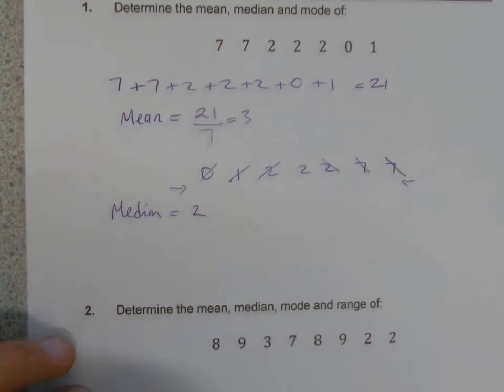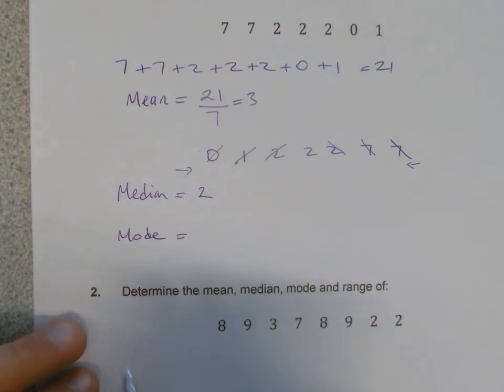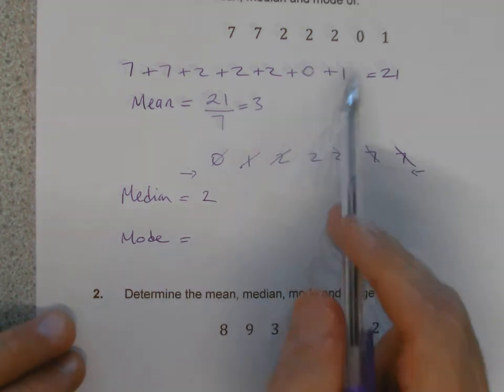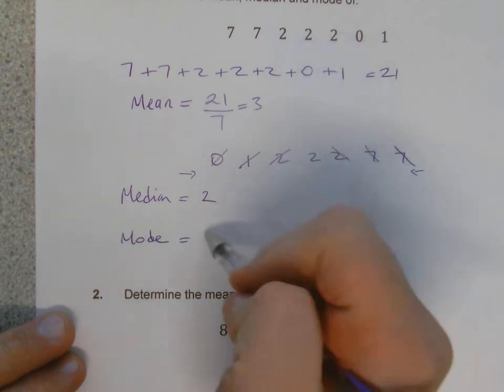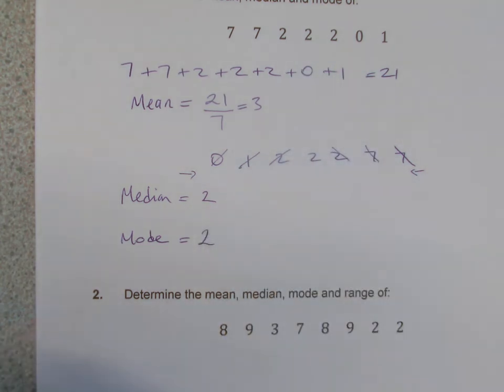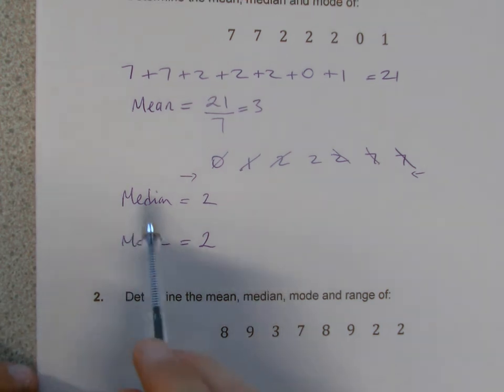Okay, the mode is the value that occurs the most. The one that occurs the most, and you can see here 2 occurs the most because 2 comes up 3 times. Alright, excellent. Now a couple of tips to remember what these actually mean: the median, middle.